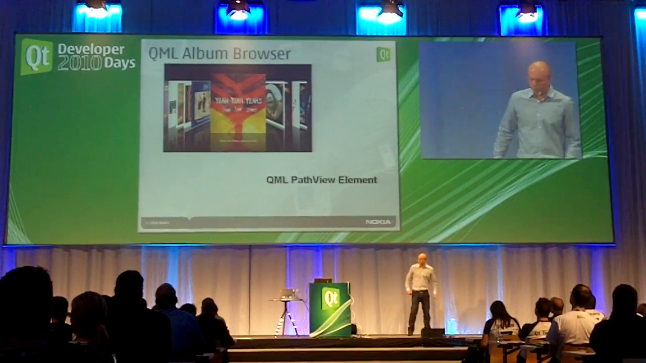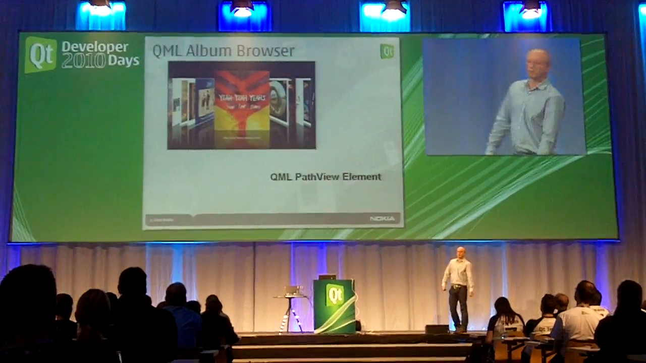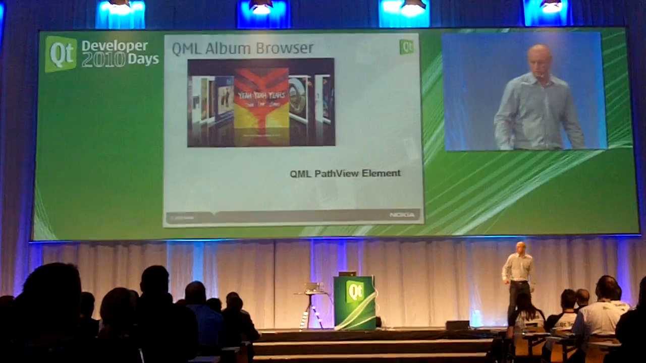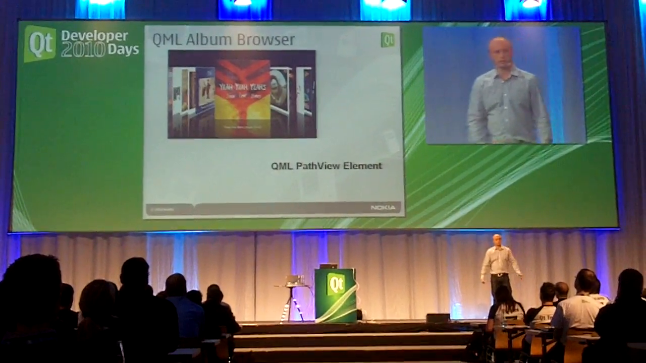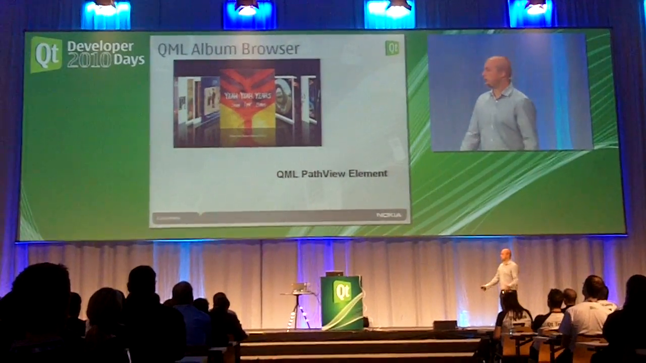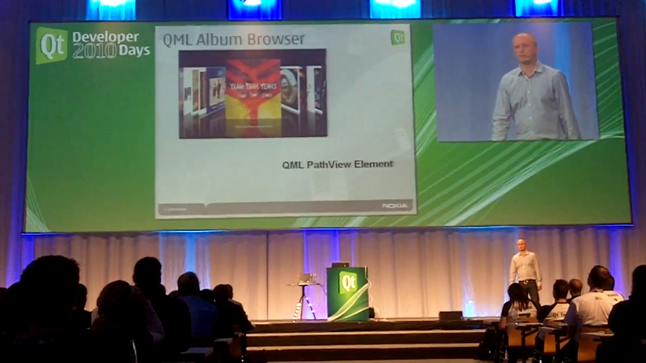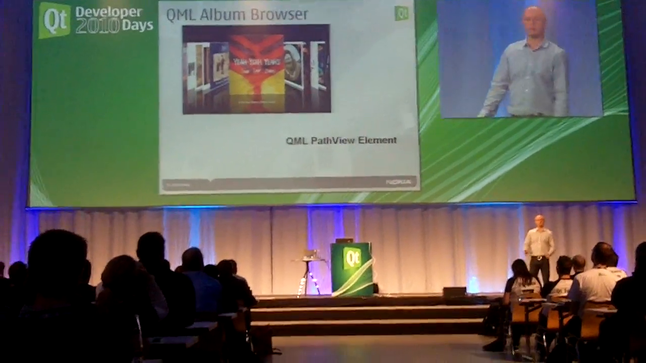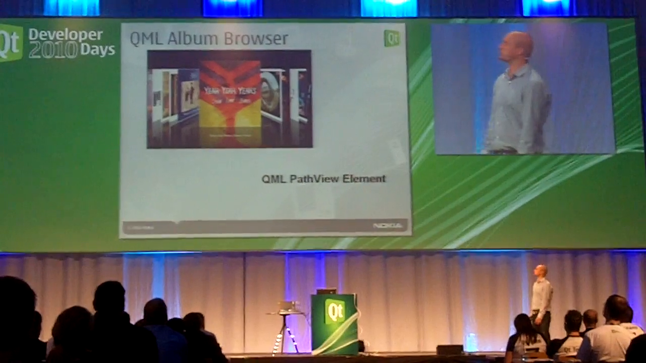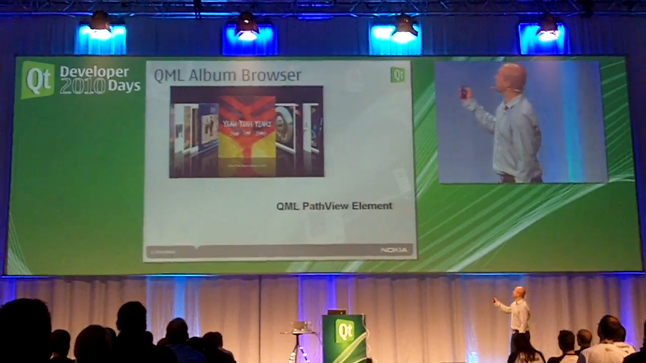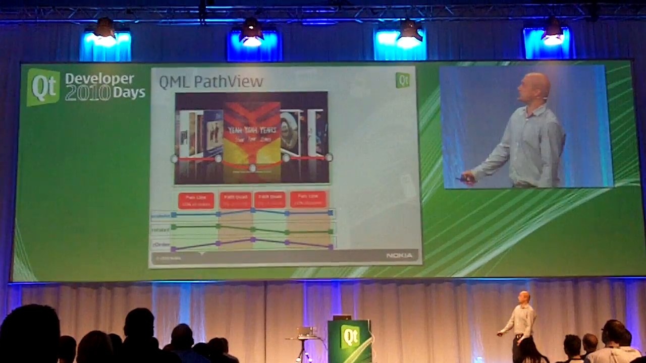Right, so if we want to build an album browser in QML, we have some choices. We need to manage a list of albums, so we can use a list view that manages a list of elements, but we can also use something called the path view because it actually provides us with a way of animating a number of items on the screen across a defined path. So obviously if we're going to use a path view, we need to define a path.